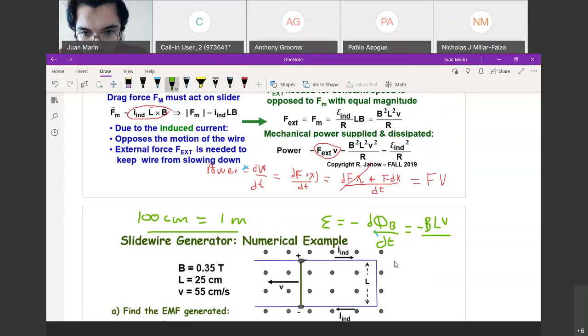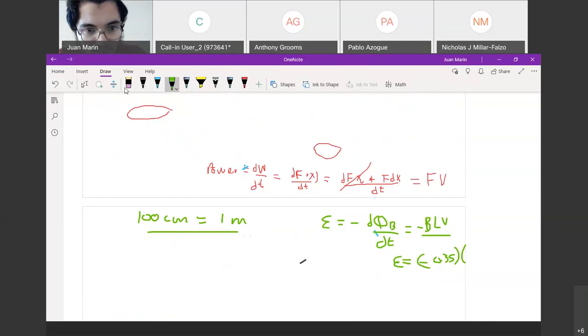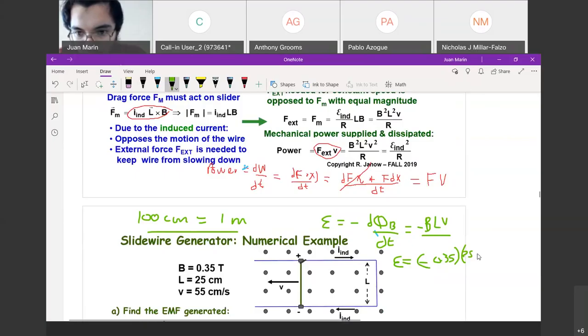What did you get? Did anybody get any answers? So EMF equals minus 0.35 teslas multiplied by, if you want to be explicit, the length in centimeters, and you do the conversion 1 to 100, so you do 1 meter divided by 100 centimeters. Centimeters cancel out, you're left with that. So you just divide by 100, multiplied by the velocity, which is 55 centimeters per second.